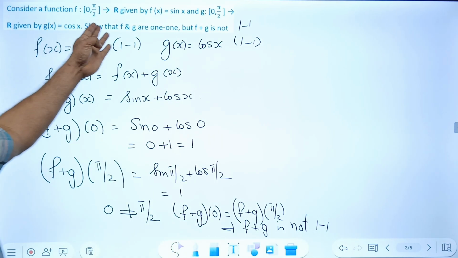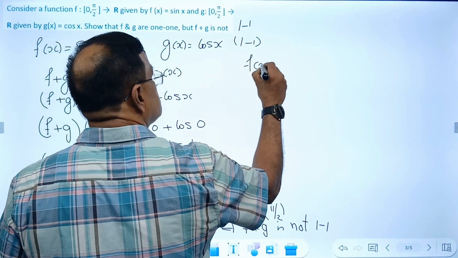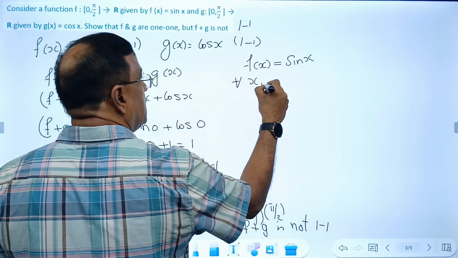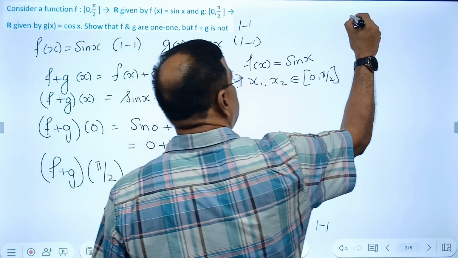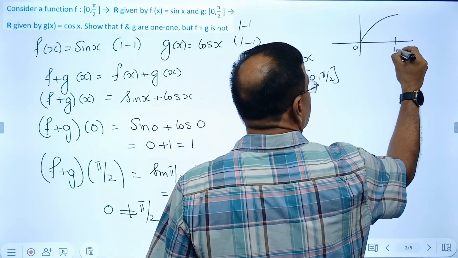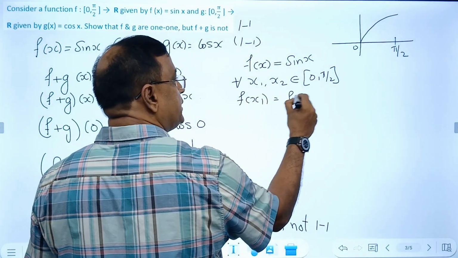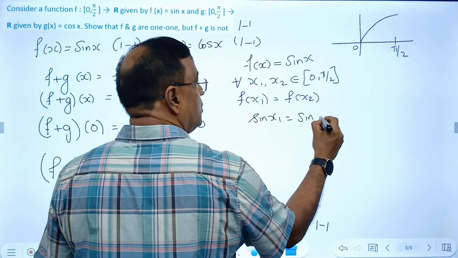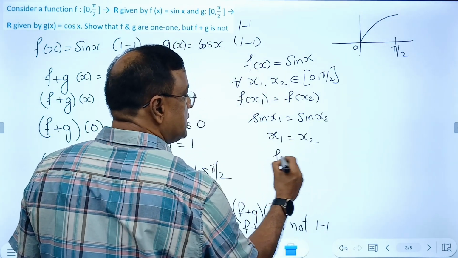Clearly f and g are one-to-one from the graph, but if you want, we can show it. Let us take f of x equal to sin x, for every x1, x2 belonging to [0, pi by 2]. Sin x is an increasing curve from 0 to pi by 2, and clearly it's one-to-one, but we'll just verify it. F of x1 equal to f of x2, therefore sin x1 equal to sin x2. So no values are repeated, so x1 equal to x2. This implies f is one-to-one.